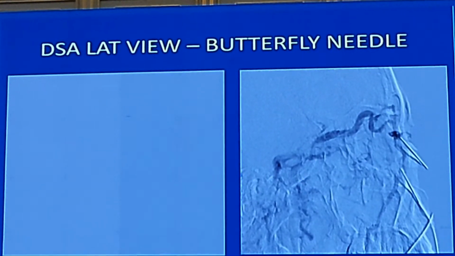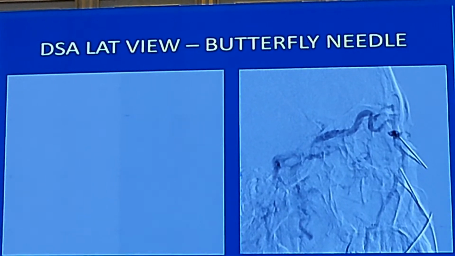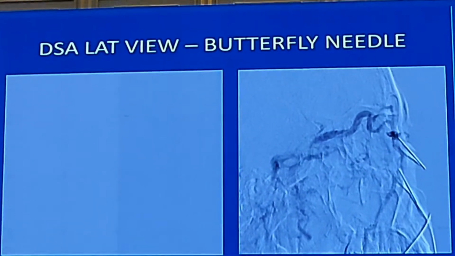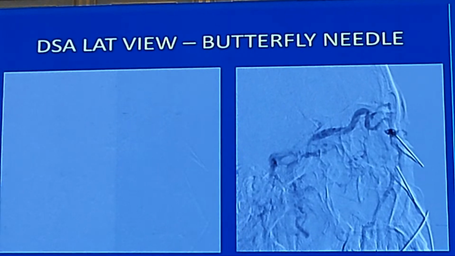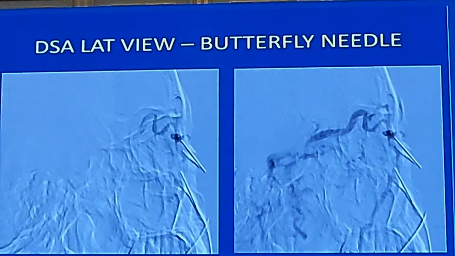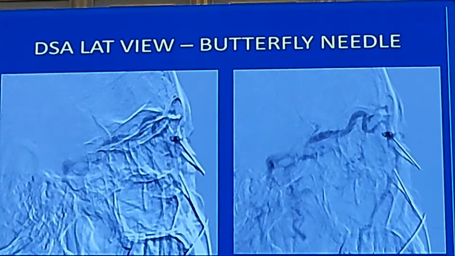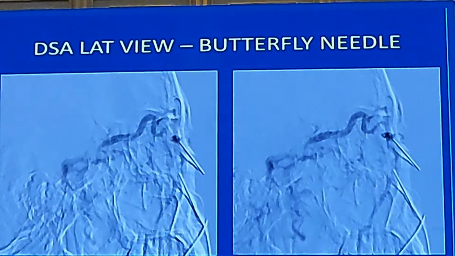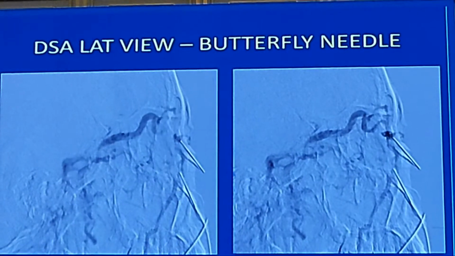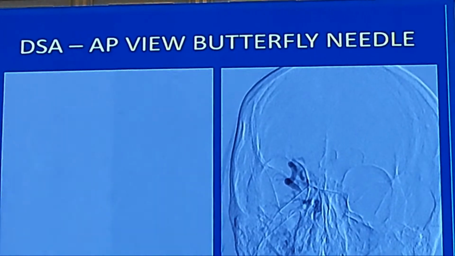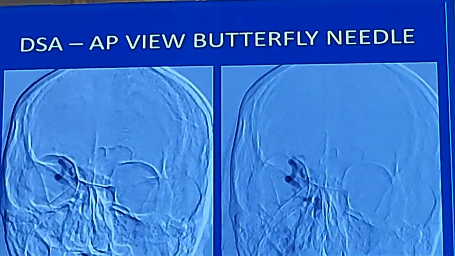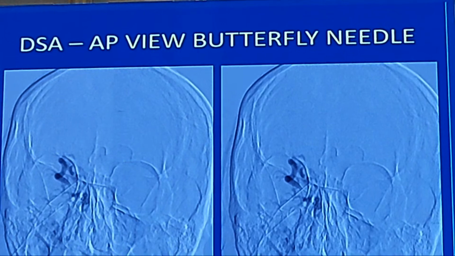Now again, after a clear assessment, we decided to puncture this nidus in the middle portion, and after puncturing with the butterfly needle under ultrasound guidance, we took the run just to confirm the location as well as to exclude any extravasation. It's an AP view of DSA performed through the puncture needle.